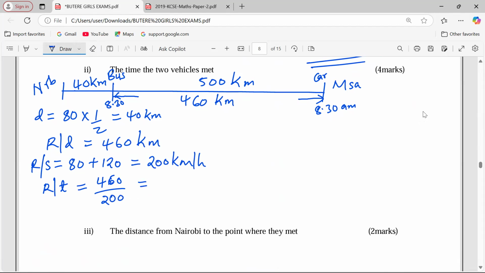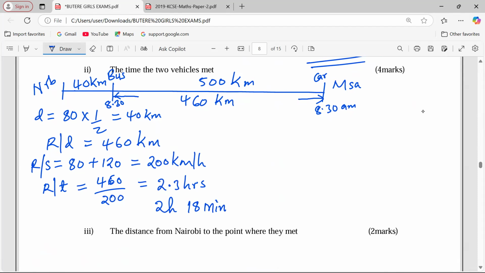Distance over speed. So we are talking about 460 divided by 200. This will give us 2.3 hours, which is 2 hours and the 0.3 can be multiplied by 60 to convert the hours into minutes. That becomes 18 minutes. 2 hours, 18 minutes. So what exactly is this time of the day?